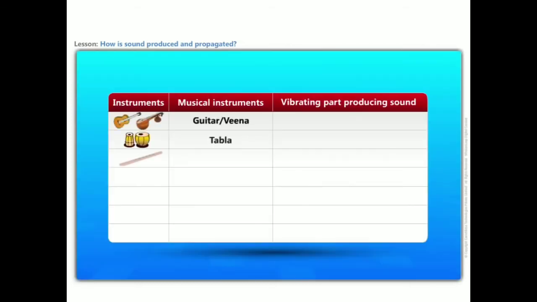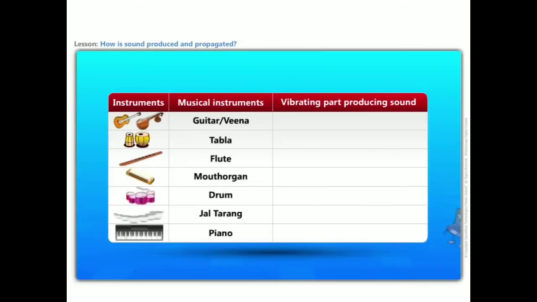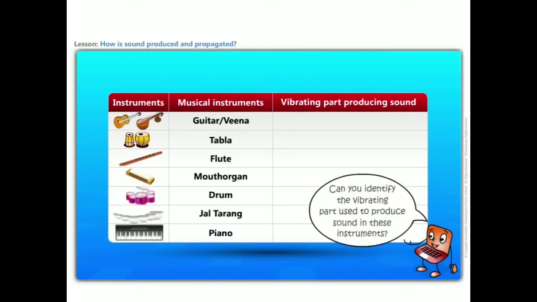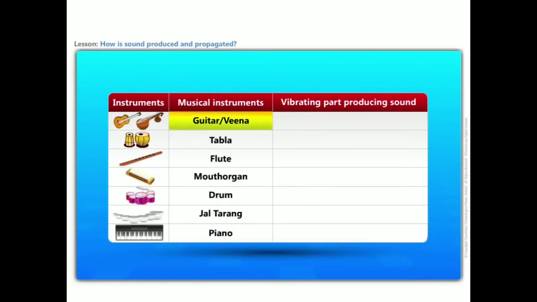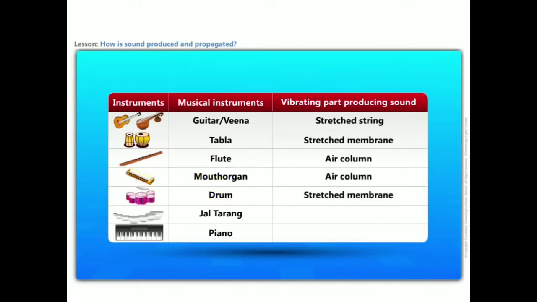That is the case with musical instruments. Can you identify the vibrating part used to produce sound in these instruments? Guitar, veena, stretched string. Tabla, stretched membrane. Flute, air column. Mouth organ, air column. Drum, stretched membrane. Jal tarang, vibrating glass. Piano, strings.